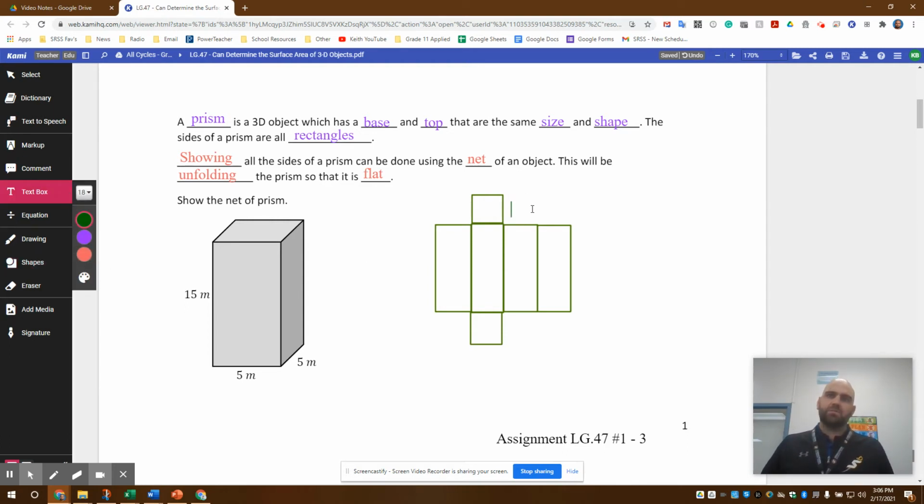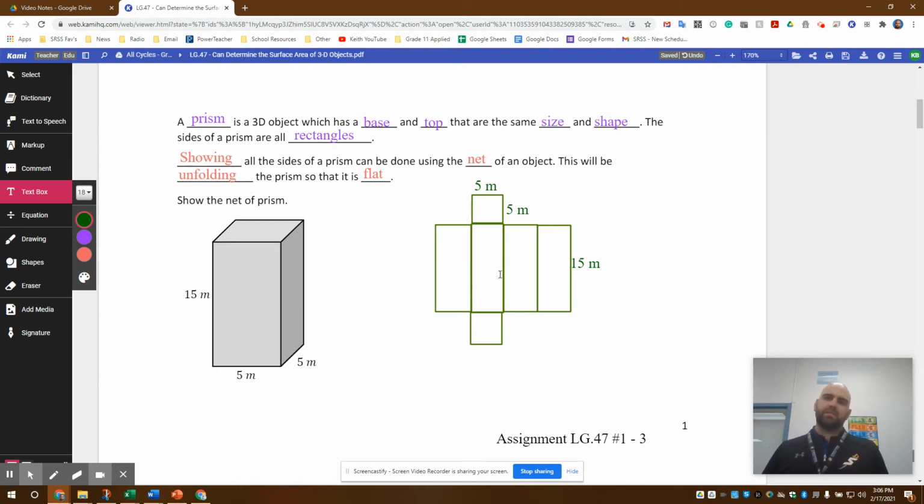Now our side lengths, we want to put those in there as well. This is 5 centimeters right there. We can put that up on top. Or sorry, that is 5 meters. Sorry about that. This side here is 15 meters over there. And then this side right here is also 5 meters. So that would be labeling all of our sides, at least our measurements.